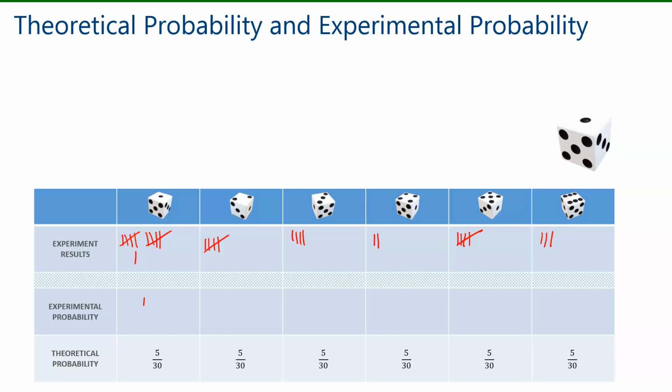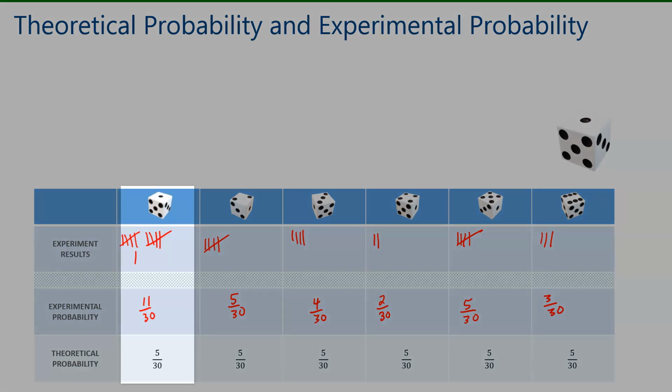For 1, 11 out of 30. We rolled 11 1s in 30 trials. 2, 5 out of 30. 3, 4 out of 30. 4, 2 out of 30. 5, 5 out of 30. And 6, 3 out of 30. Normally, to express final answers, we would put these in simplest form wherever possible. In comparing here, though, I'm going to leave them as denominators of 30 to make it a lot easier.